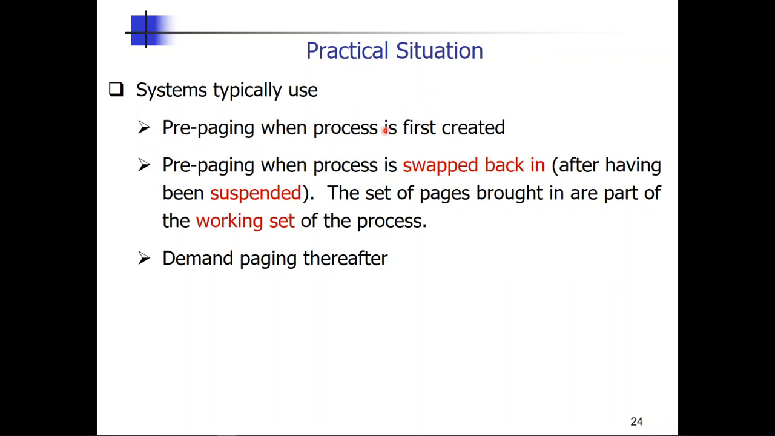Pre-paging is used when a process is first created, and because it's first created, the initial few steps can be very accurately determined, and pages can be brought into the memory based on that. Pre-paging is also used when a process is swapped back in after having been suspended. The set of pages brought in are part of the working set of the process. And once we get through that initial phase, then we can switch to the demand paging scheme.